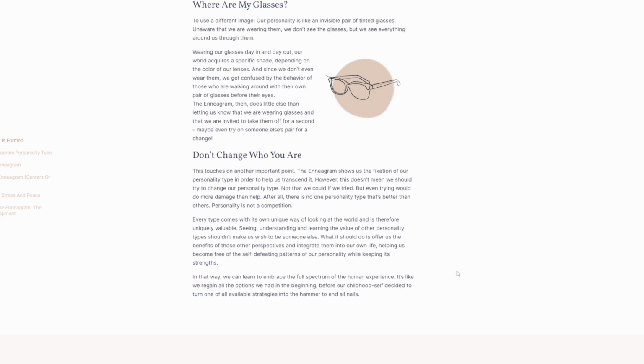There is no personality type better than others. Every type comes with its own unique way of looking at the world. Seeing, understanding, and learning the value of other personality types shouldn't make us wish to be someone else.